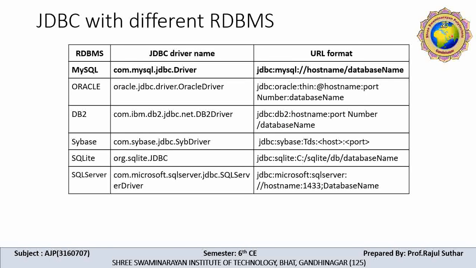Again, JDBC with different RDBMS. We covered relational databases like MySQL, Oracle, DB2, Sybase, SQLite and SQL Server. All these databases are covered with a particular JDBC driver name and URL format. Here, first is MySQL, which uses the com.mysql.jdbc driver, which we already discussed in the previous lecture. The URL format used is jdbc:mysql://hostname/database name. The same way is used for Oracle, DB2, Sybase, SQLite and SQL Server.